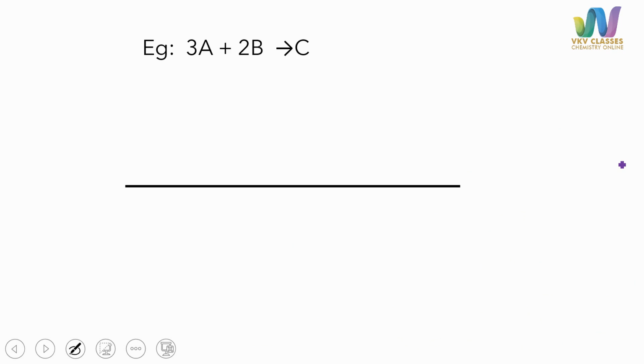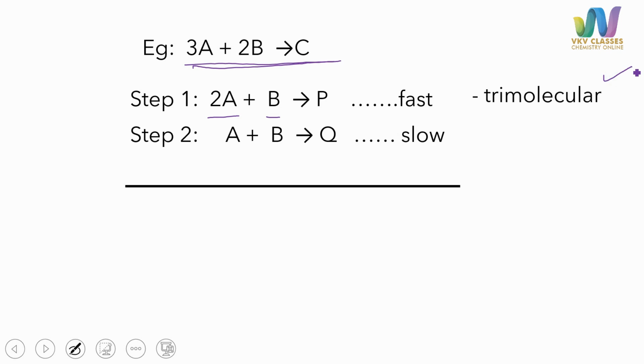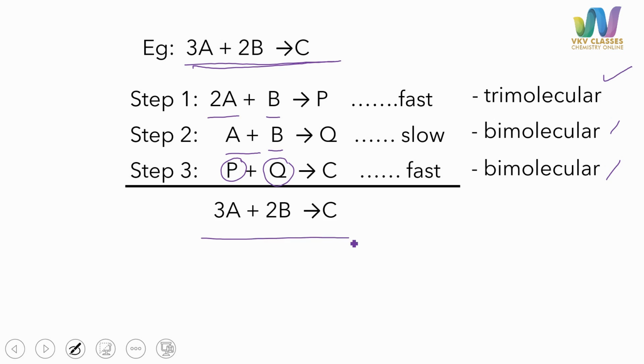So if you consider the reaction 3A plus 2B giving C, this reaction is taking place in a number of steps. Step 1, 2A plus B is equal to P. Fast reaction. Here there are 3 molecules taking part. So it is a trimolecular reaction. Step 2, A plus B gives Q. Here 2 molecules are participating. It is a bimolecular reaction. Step 3, P plus Q gives C. This P and Q are taking part. So it is a bimolecular reaction. So if you add these 3, you will be getting the final reaction. So in a complex reaction, the overall molecularity is not there. Each step of the complex reaction will have its own molecularity.